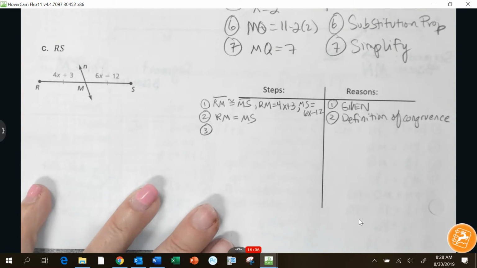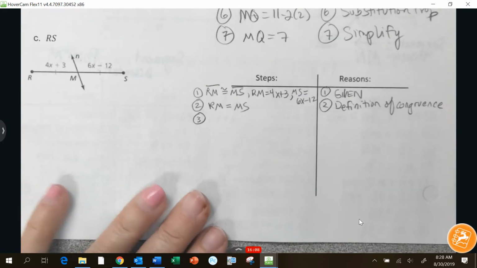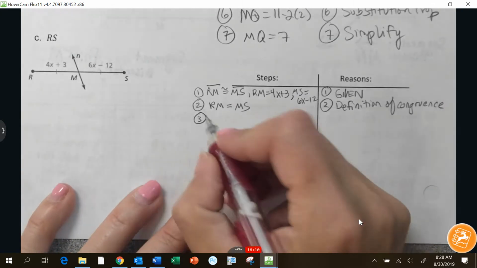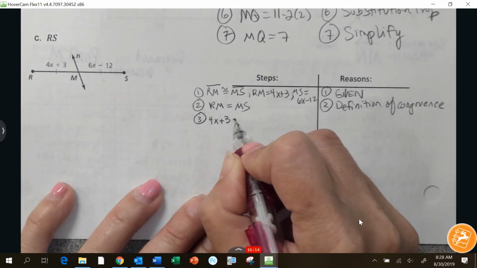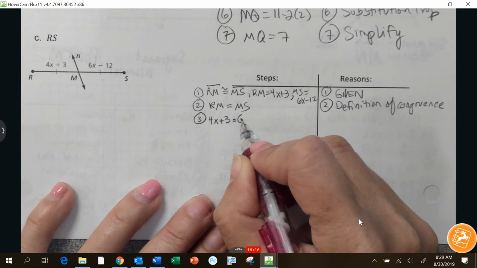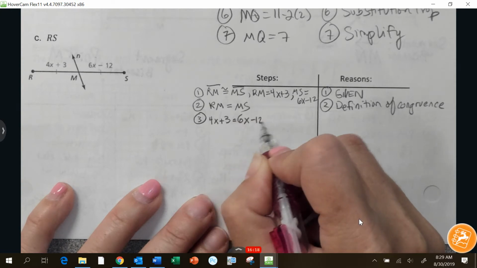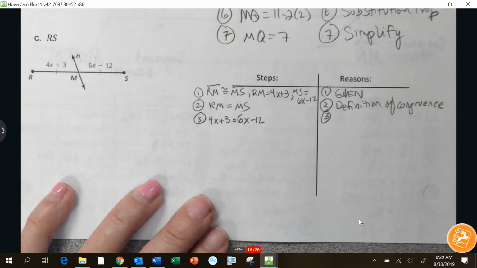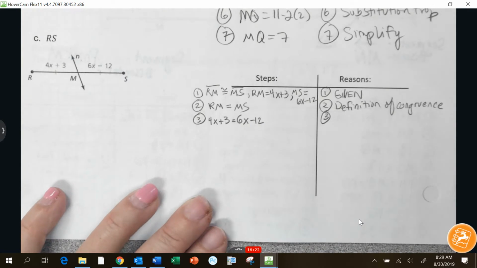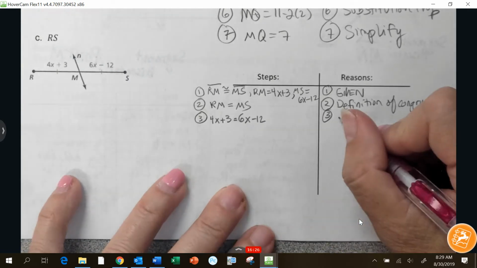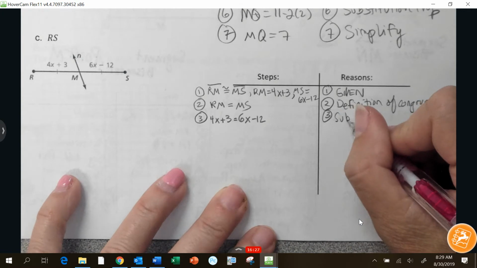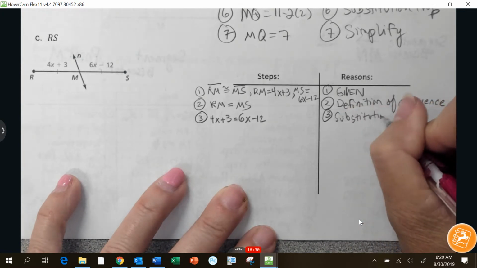Emily, what do you think I should do next? Substitute the RM and put 4x plus 3, and then do MS as 6x minus 4. Okay, let me just tell you, I loved how you said right away, substitute the, so I already know what I'm going to write for my reason: substitution. Great job.